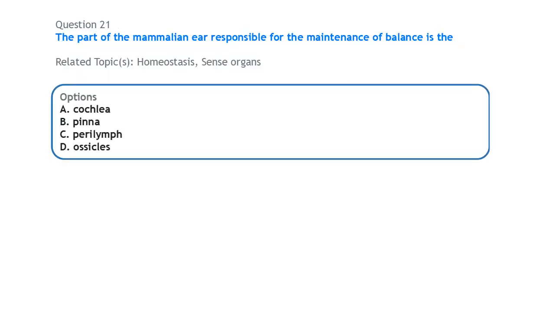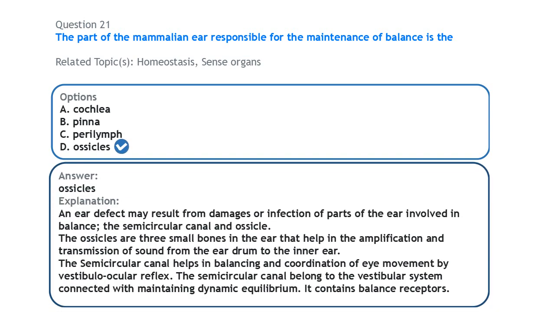Next, on homeostasis, the part of the mammalian ear responsible for the maintenance of balance is the ossicles. Okay, the ossicles and the semicircular canal, they are responsible for balance.